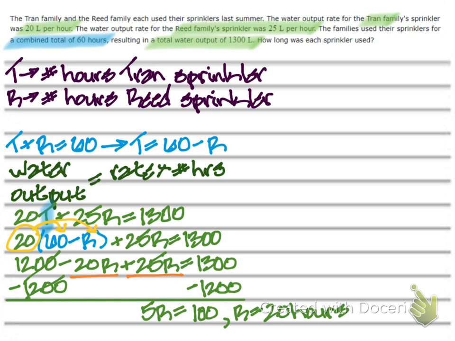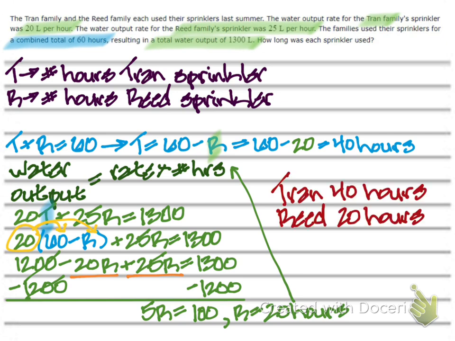Now that I know what R is, I'm going to go back up to my blue equation and replace R with its value, which tells me that T is 40 hours. So that means that the Tran family ran the sprinkler for 40 hours and the Reed family ran the sprinkler for 20 hours.